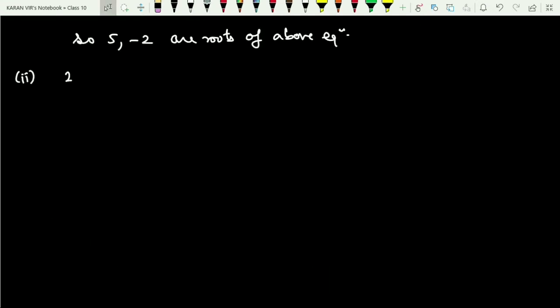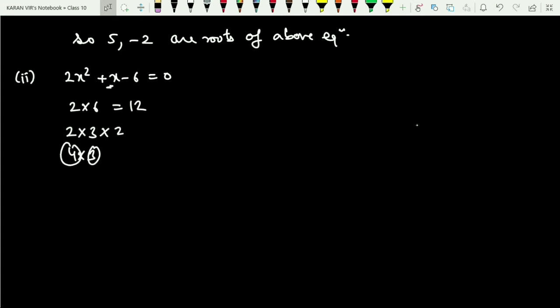So coming to the second part, 2x square plus x minus 6 is equal to 0. Again, in this case, you have to make the factors of 2 into 6, which is 12. And the factors you can make in this way, 2 into 3 into 2. Now you can see 4 into 3, 4 minus 3, which is 1. So you can make the factors from this. So this is 2x square plus 4x minus 3x minus 6 is equal to 0, right?